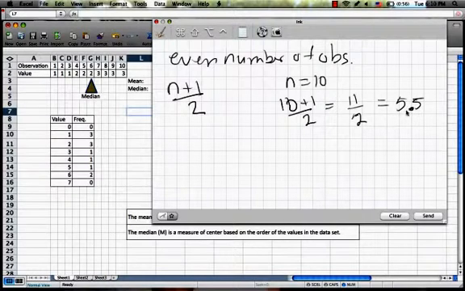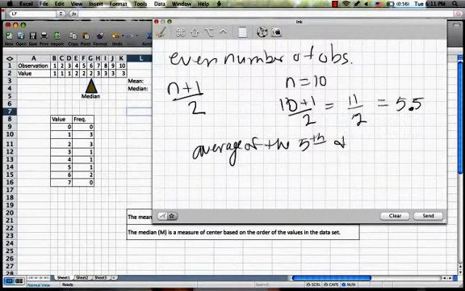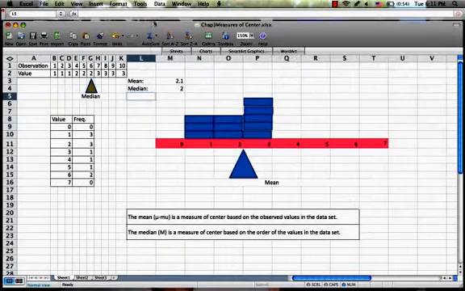Well, clearly you can't have a half of an observation. You either have it or you don't. And so because of that, we actually take the average of, in this case, the 5th and 6th observation. Okay, so in that case, when we have just 10 observations, it's actually the average of these two.